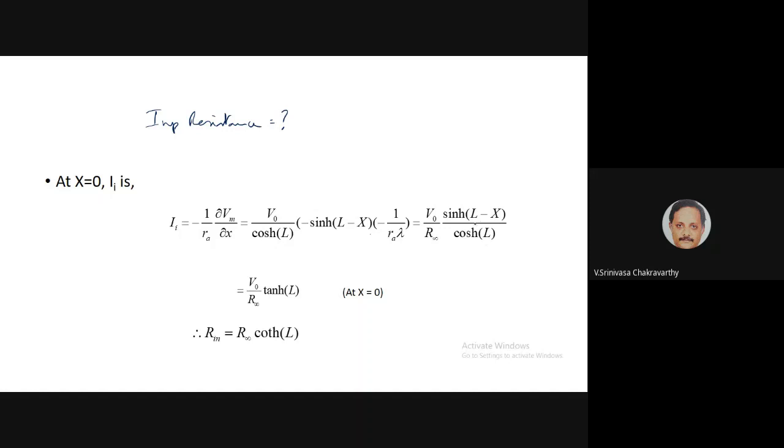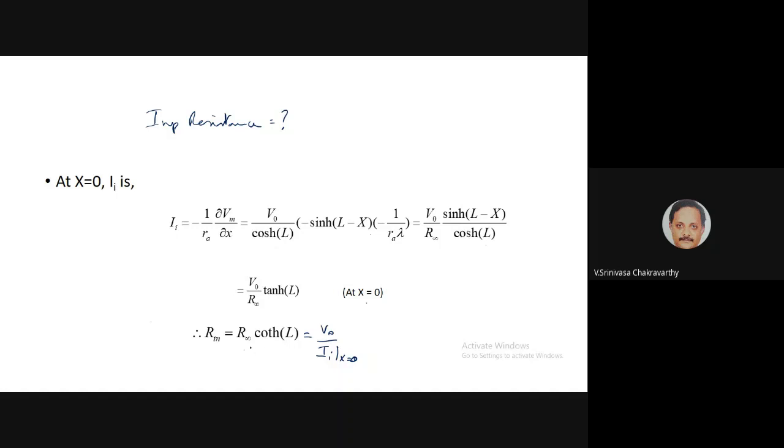If you take X equal to 0, you get the input. This is the expression you get for Ii. Therefore, V naught by Ii at X equal to 0 gives you R in, the input resistance, equal to R infinity times coth L. You know, 1 by tanh is coth.